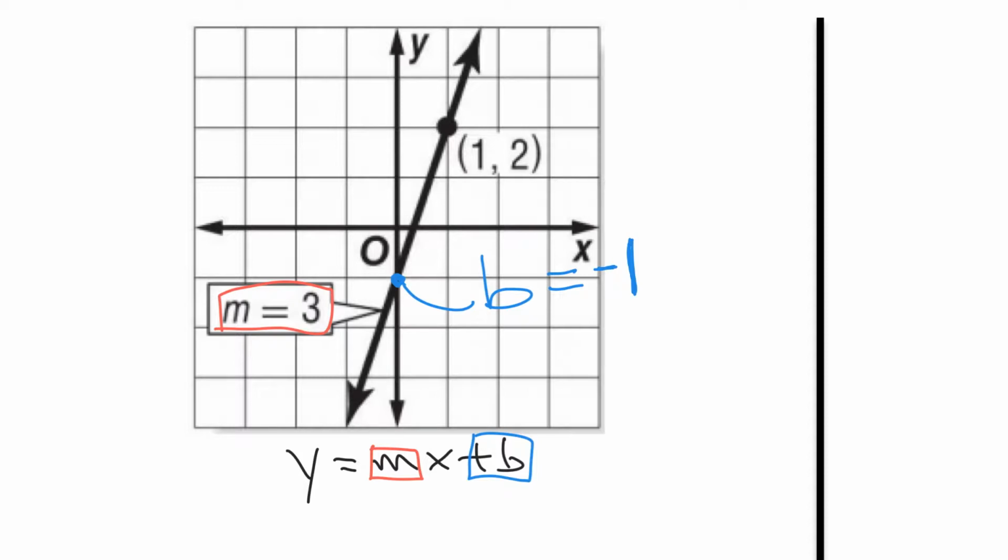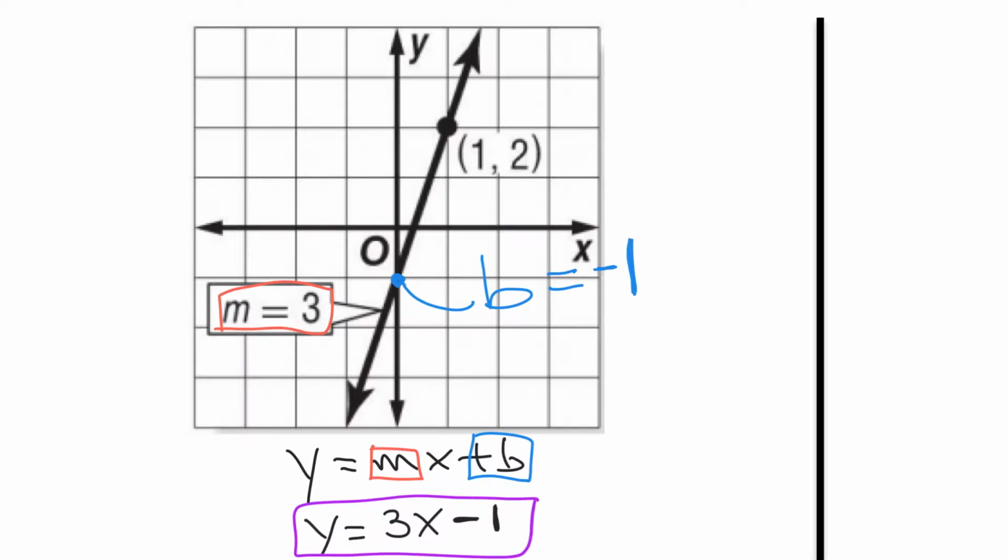So, once you know the slope, once you know the y-intercept, you guys just put everything together. y equals, there's the 3, which is the slope, x, and b is negative, so I put a negative 1. And we are done. We got the actual equation, y equals 3x minus 1.